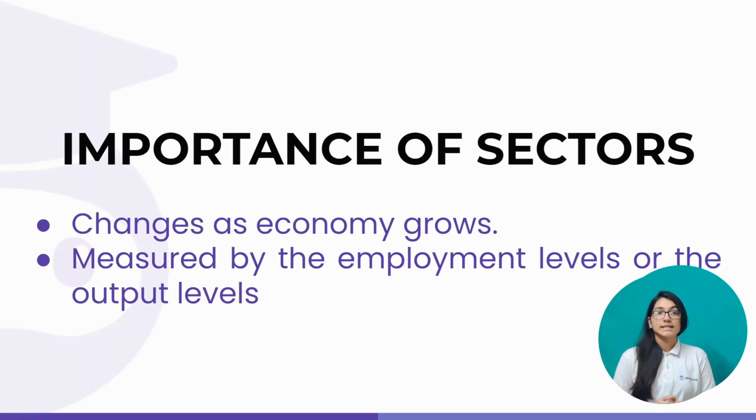The second method is by measuring the output levels. This means that they will measure the amount of output or the quantity of products that are being produced by each of the sectors, and they will see which one is producing the highest amount, and hence that one will be considered as the most important sector.